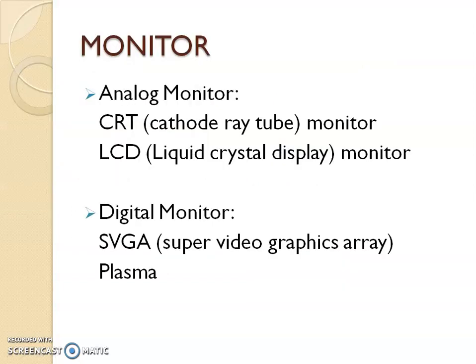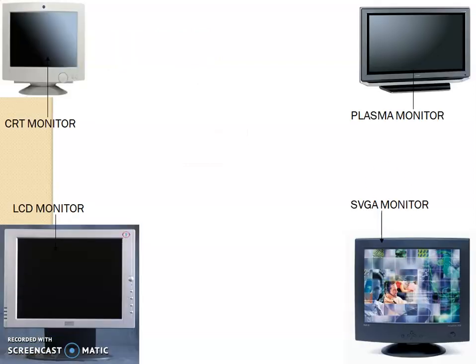Next one is monitor. So there are wide variety of monitors available, which is not used nowadays. So for example, you should know about CRT, which is cathode ray tube monitor, and then you know LCD, liquid crystal display monitor. Then you have digital monitors like SVGA, super video graphics array, and plasma. So these monitors are not in existence nowadays. Still, I would prefer you know all these monitors. This is a CRT monitor, this is a plasma, this is a SVGA, and this is a LCD monitor.